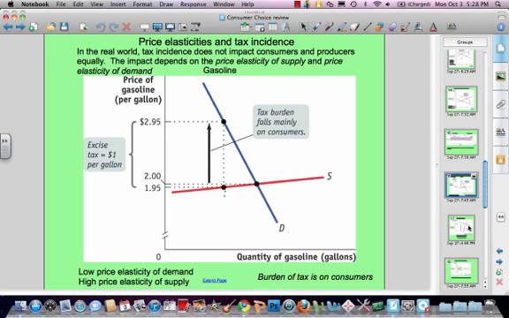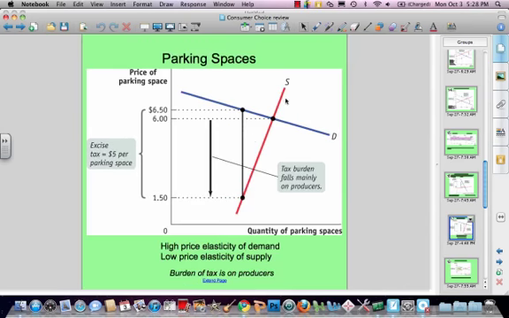Conversely, in the case where the price elasticity of demand is very high, I as a consumer will likely leave the market if there's a significant price change. And on the other hand, suppliers face a low price elasticity. The burden of the tax falls mainly on producers because they don't have as much flexibility or ability to leave the market as I do as a consumer.